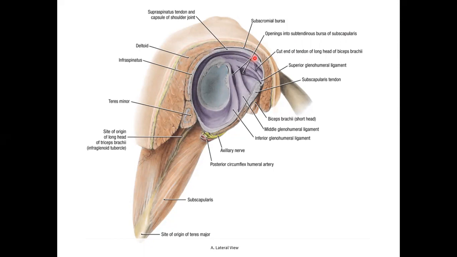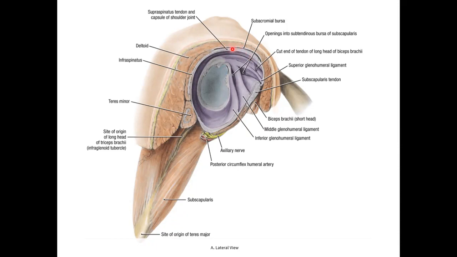You can see how the different muscles are arranged in relation to one another. So how the deltoid is superficial to your infraspinatus and your teres minor, which are, once again, SITS muscles. You can see here's subscapularis coming in, and then infra, and then, yeah, supraspinatus tendon and the capsule of the shoulder.